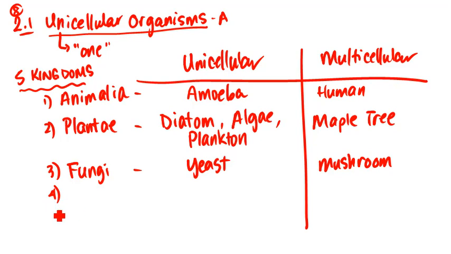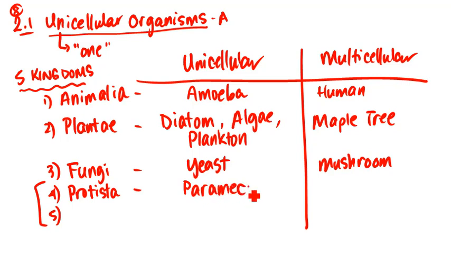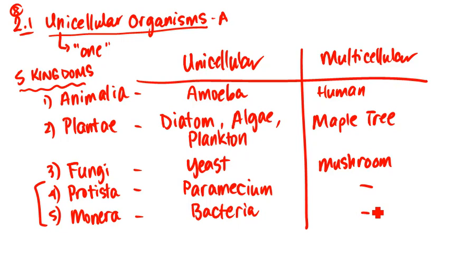Now, there are 2 kingdoms that are only unicellular organisms. The first ones are the Protista, or the protists, and an example of this one is the paramecium. There are no examples of multicellular protists. There are, however, if we look specifically at what the definition of a protist is, there are some, but we don't need to know it for this level. The last, and probably the largest, I suppose, is kingdom Monera, and this is all of the bacteria. And there are no multicellular bacteria.